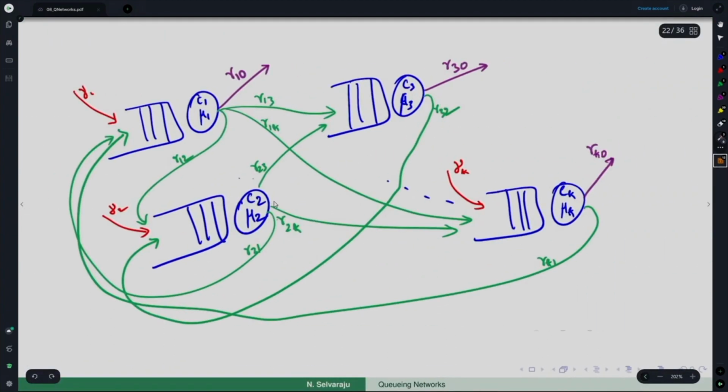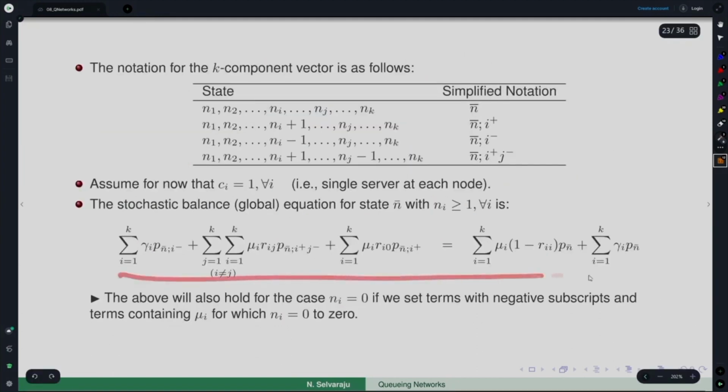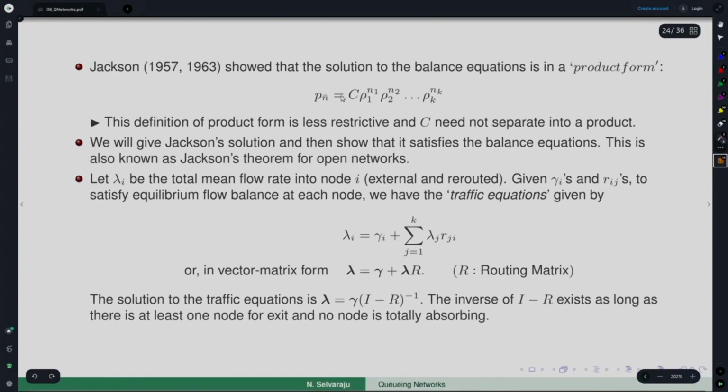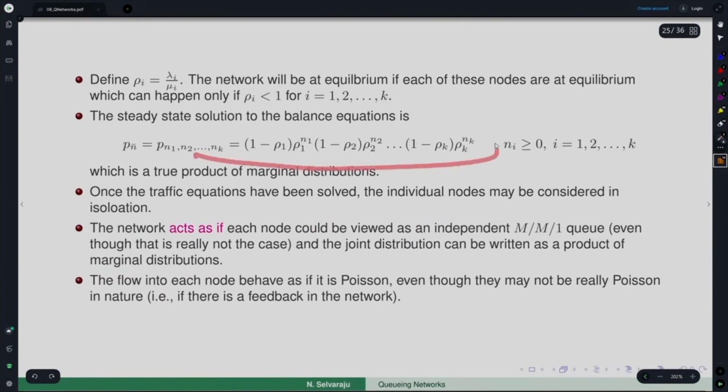And this is the general idea that you would have seen repeatedly. We are talking about the setup of the network, which looks something like this. Then we stated the global balance equation, and then we gave the solution to that as this in the case of a single server model.